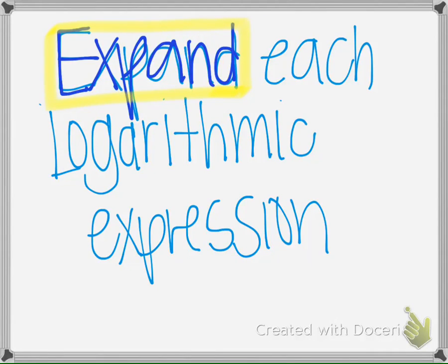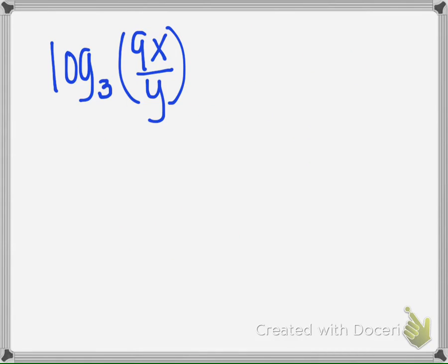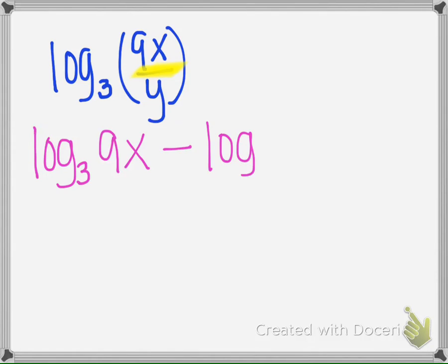In the next three examples, we're going to go ahead and expand each logarithmic expression. So if we take a look here, we have log base 3 of 9x divided by y. So if I wanted to separate this, because this is division there, I know that using my properties, it's the same thing as log base 3 of 9x minus log base 3 of y.